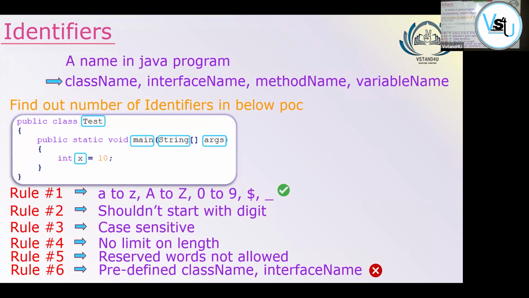Am I clear? All 6 rules, I'll rephrase. First rule says a to z lowercase, A to Z uppercase, 0 to 9, dollar, underscore. Second rule says not to start with a digit. Third rule says case sensitive. Fifth rule, reserved words not allowed. Sixth rule, predefined class name, interface name not recommended. Although compile time there is no problem, we will not write it. Agree? I hope all 6 rules are clear.